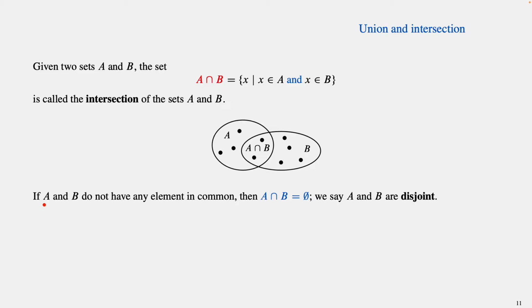And if the intersection is empty, that means if A and B do not have any element in common, then we say A and B are disjoint. So this is the case if A intersection B is the empty set.